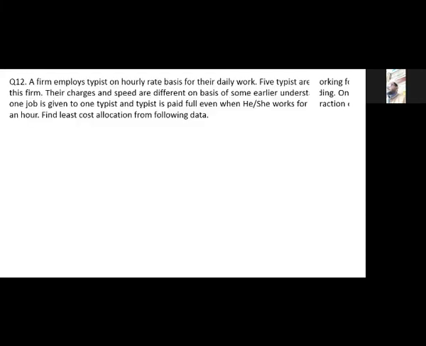Okay, so let us now proceed to our next question. A firm employs typists on an hourly base rate for their daily work. 5 typists are working for this firm. The charges and speeds are different on the basis of some earlier understanding. Only one job is given to one typist, and the typist is paid full. This is the most important word. The typist is paid full even if she works for a fraction of an hour. Find the least allocation from the following data.